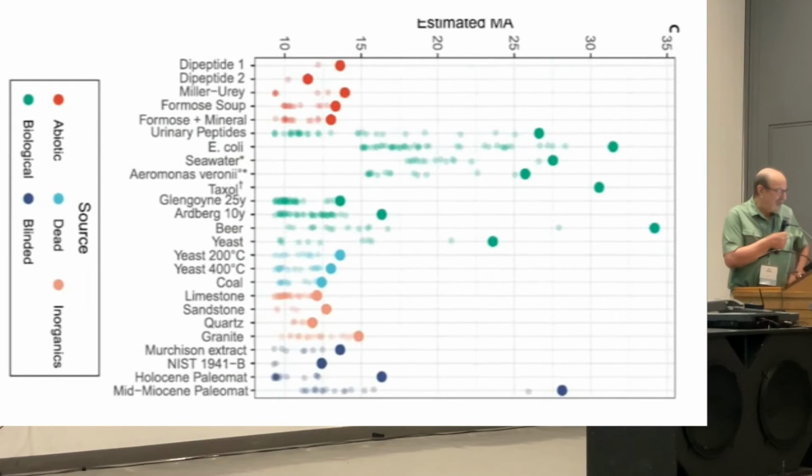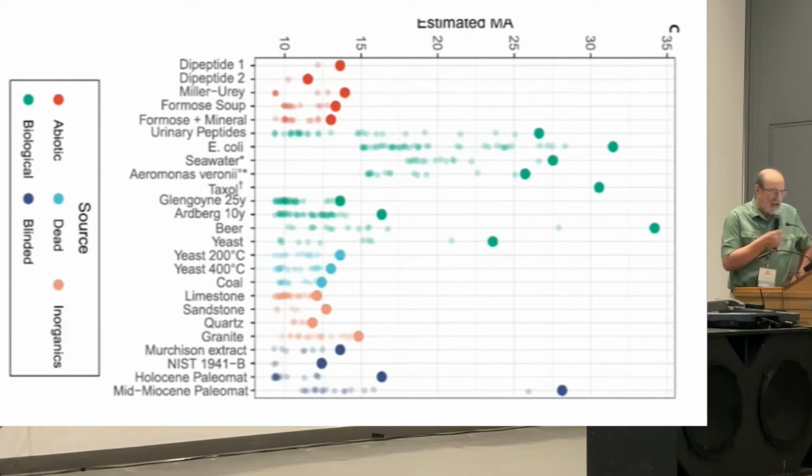And here's one of the main figures. What you see is that there are many, many sources of chemicals that were tested, everything from a group of dipeptides to the material that came out of the Miller-Urey experiment. They have coal on here, beer, yeast.